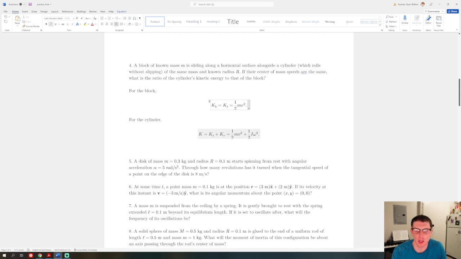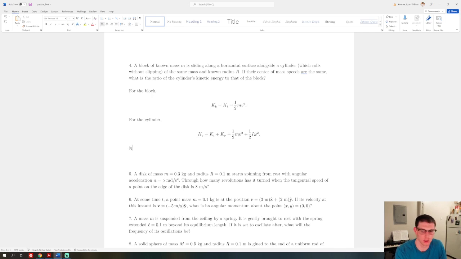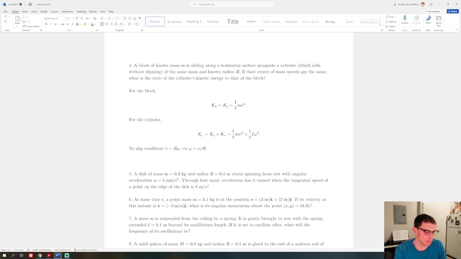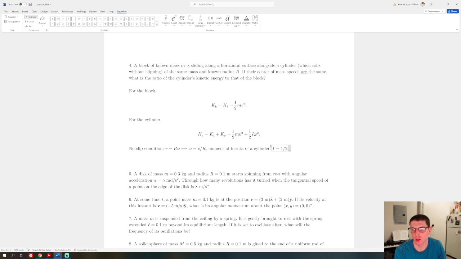Yeah, we can do 13 and 18 next. No slip condition, right? Remember, which is pretty important. Gives us that v is R omega, right? We want to just get everything in terms of probably m and v here. I mean, that's all we can really do. So we say that omega equals v over R. The moment of inertia of a cylinder is I equals 1/2 mr squared.